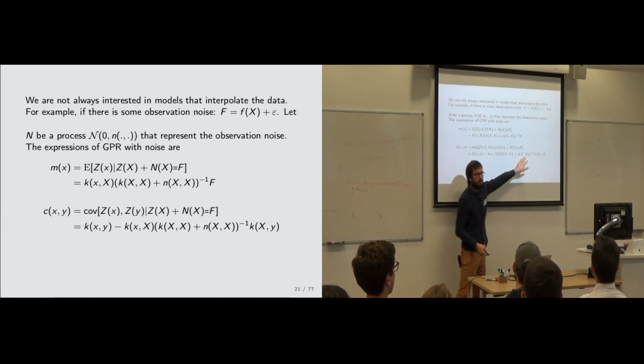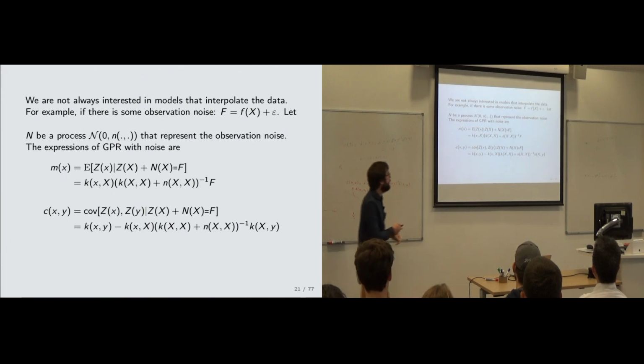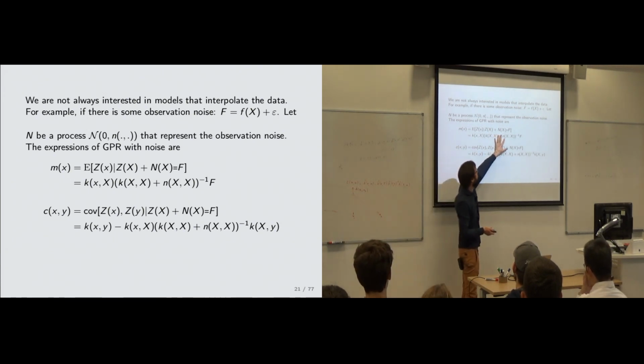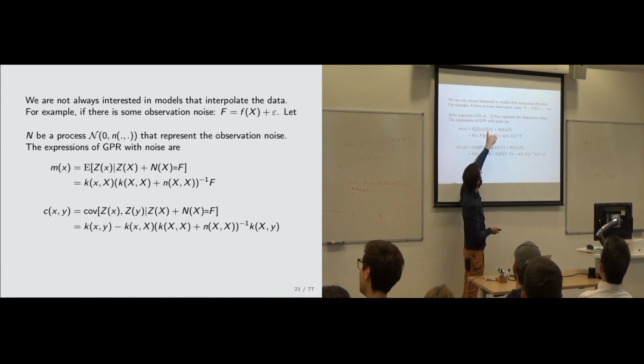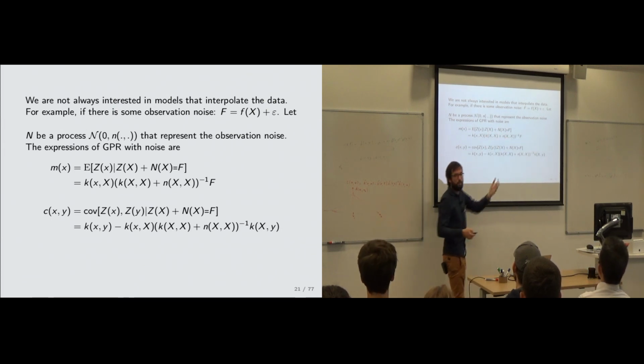And same for the variance here. So if nothing changes, you just update one of the terms, because now you say that your observation is equal to your GP plus the noise you've observed.